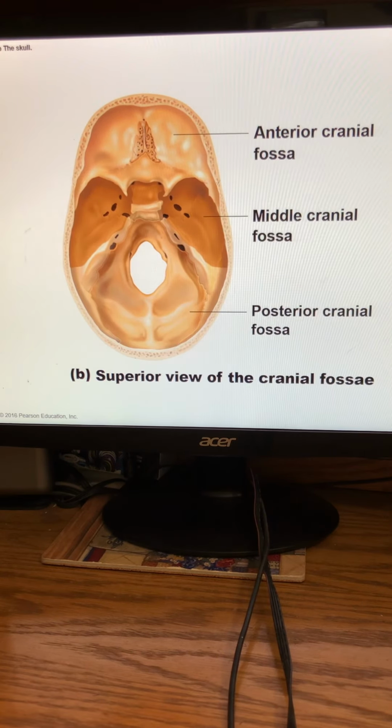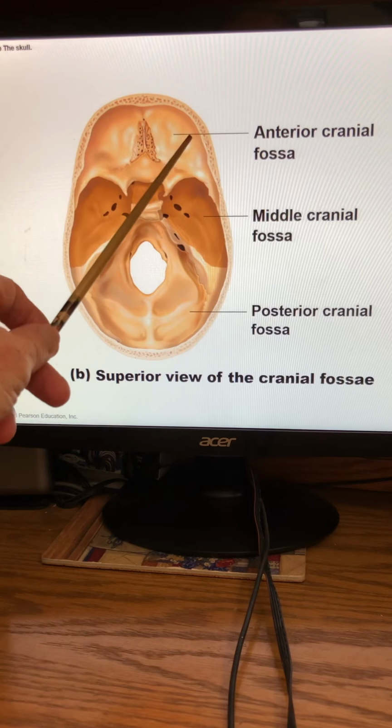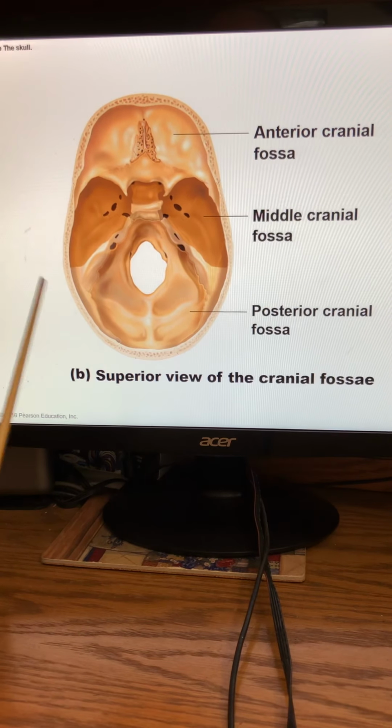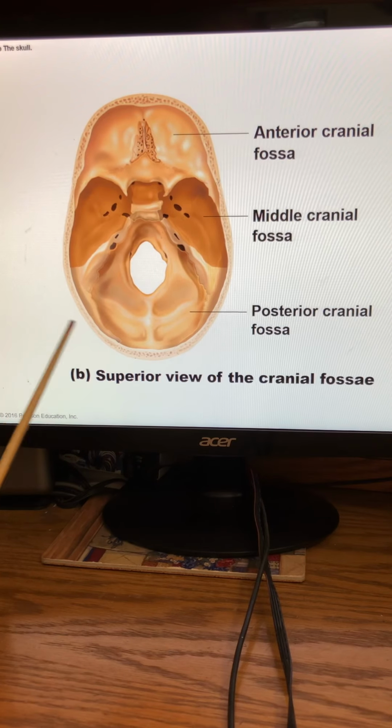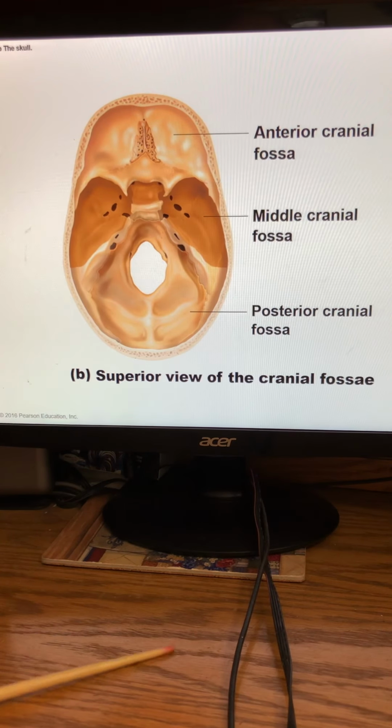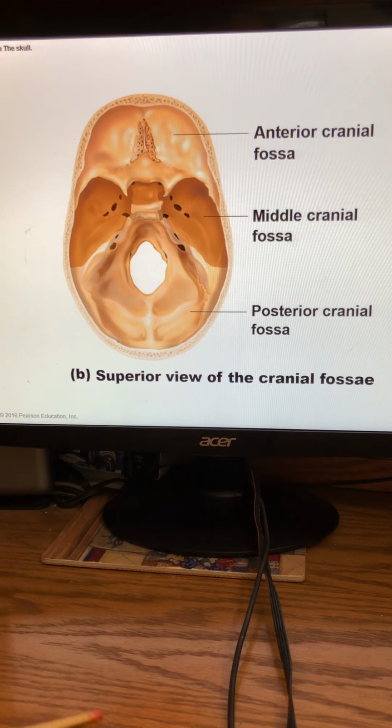So this picture here, I think, is drawing a little bit better than the colored one. So here at the anterior cranial fossa, the majority of that is going to be the frontal bone. Here's the middle cranial fossa, which is going to house your temporal lobes. And then the posterior cranial fossa has this big hole in the back.